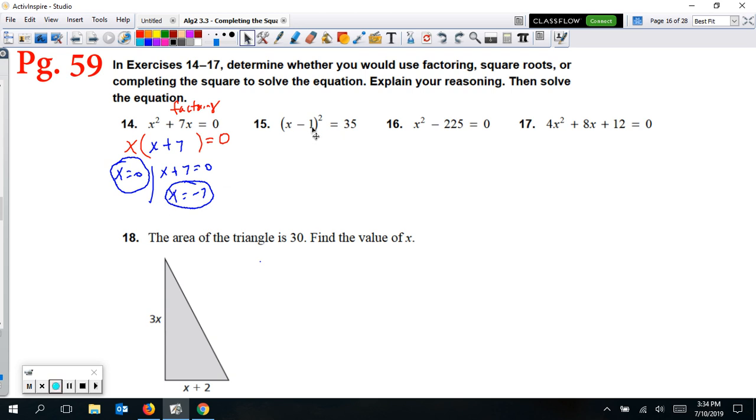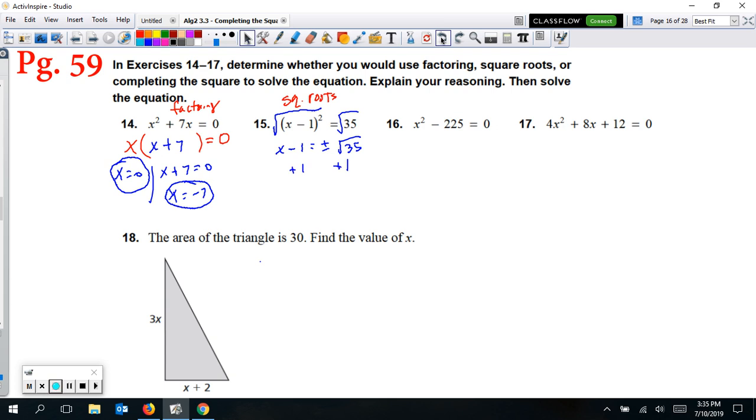Number 15, it's got a binomial square equal to a number, so that's definitely square roots. You want to quickly take the square root of both sides to undo the square. That will leave the x minus 1 by itself, and we're going to always include the plus or minus. There are no perfect squares in 35, so it's just going to be plus or minus the square root of 35. Add 1 to both sides to finalize our answer.